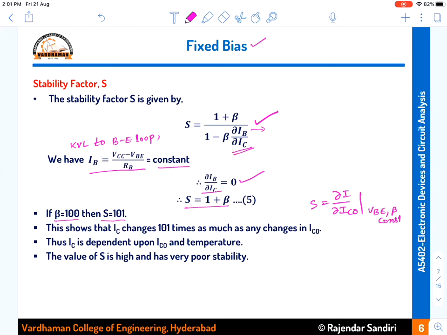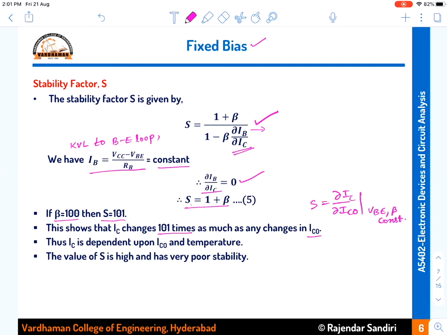Right, this is the definition of S. That means the variation of the collector current with respect to the variation of the reverse saturation current is what S is. So IC changes 101 times as much as changes in IC naught. If IC naught changes, then IC changes 101 times. Ideally, the stability factor should be 0 or very close to 0.